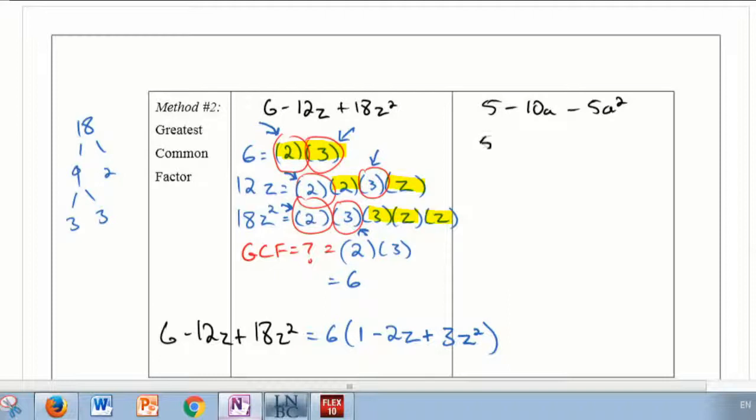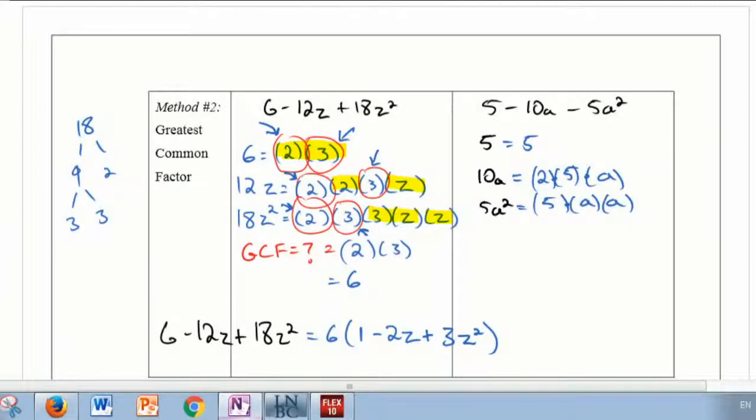Okay, 5, 10a, and 5a squared. Again, we're just going to have to mind our signs for now. 5 just breaks down into 5. There's nothing I can break that down into further. It is prime. 10, I can break into 2 times 5, and then I have an a kicking around there. And then here again, I have 5 and a and a. I've been putting these things in brackets, so I'll just continue to do that.